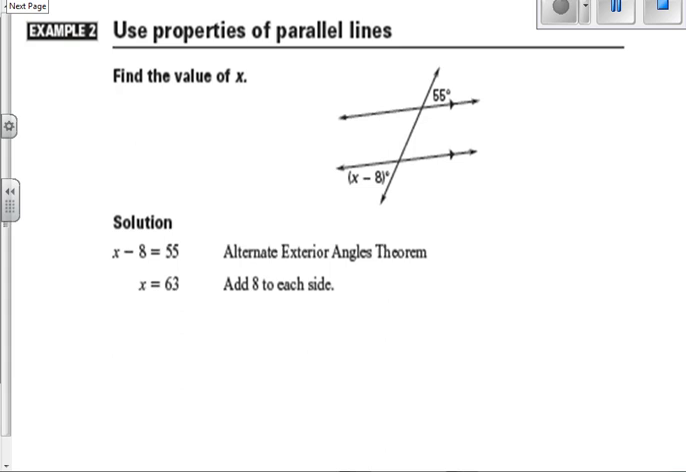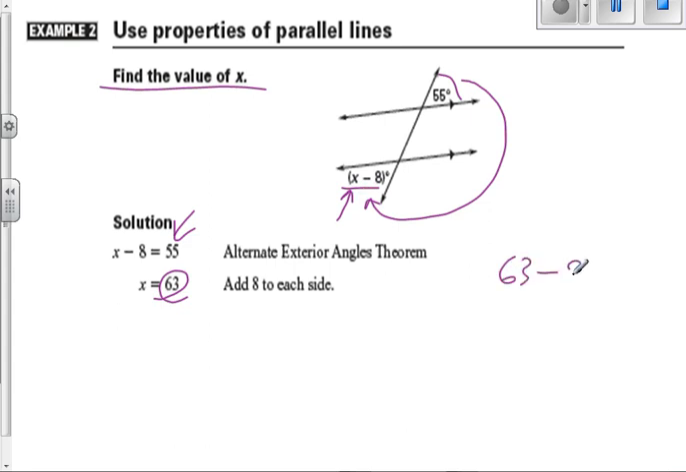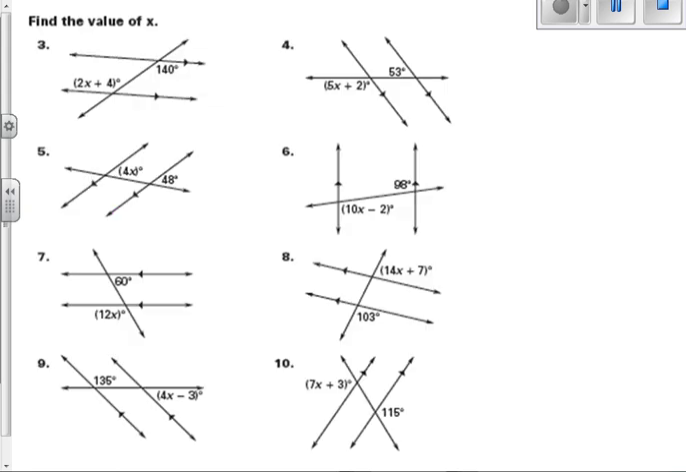So now example 2, we're finding the value of x. We have x minus 8 degrees there, and 55 degrees up here. You know that these two angles are alternate exterior angles, and alternate exterior angles are congruent, therefore you can set them equal to each other and just solve for x. You know that x is 63. Now that's not the angle, remember, that's not degrees, that's just the value of x. So you've got to plug 63 back in. 63 minus 8 is 55, so your angle itself would be 55 degrees, but you already knew that because of that angle right there. Okay? So let's roll on.